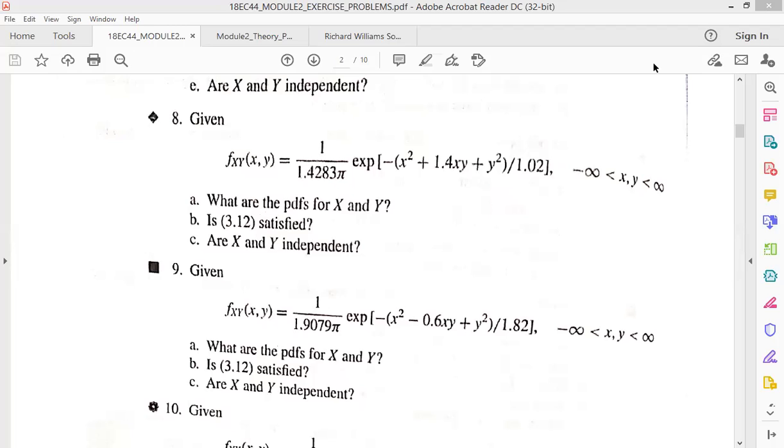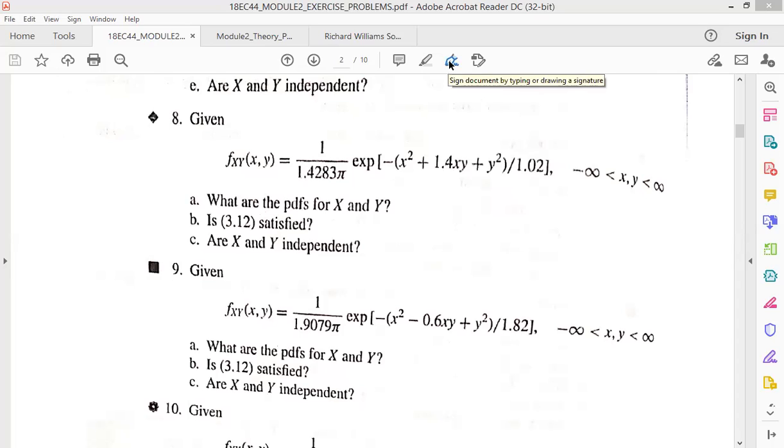In this problem, the bivariate PDF is given: fxy of x comma y is equal to 1 divided by 1.4283 pi, exponential to the power minus of x square plus 1.4xy plus y square, all divided by 1.02, where x and y lie between minus infinity and plus infinity. Given this PDF, we are asked to find the PDF for x and y, and next we are asked to verify equation 3.12, which is given in the textbook.